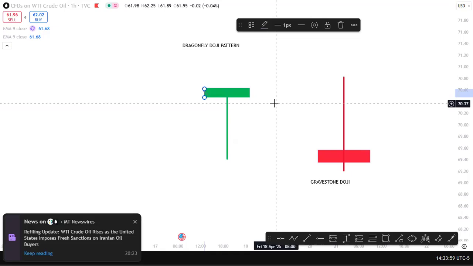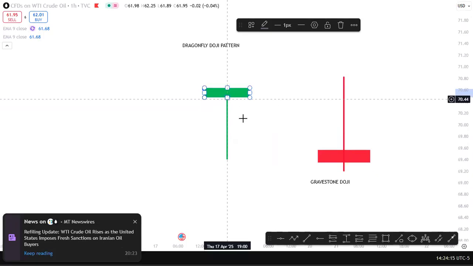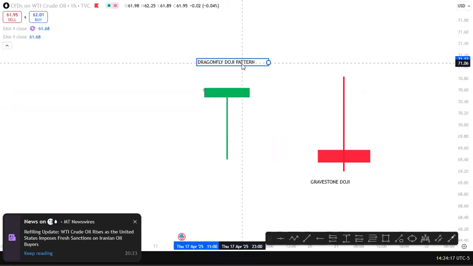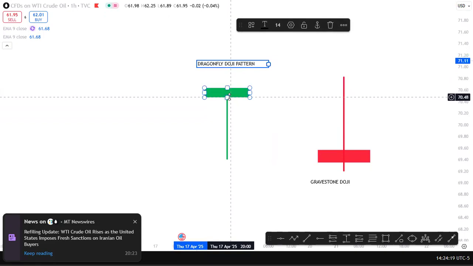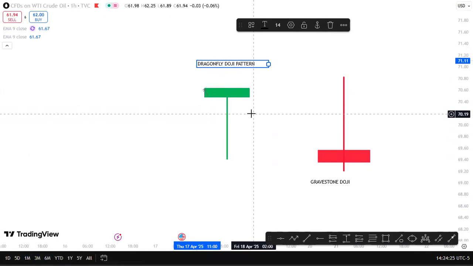The characteristic of a dragonfly doji is that it must have a long lower wick, which shows there's resistance from buyers who attempt to push the price up. Like this, that's what I mean. For it to be called a dragonfly doji, a bullish doji pattern, it has to have a long lower wick like this.